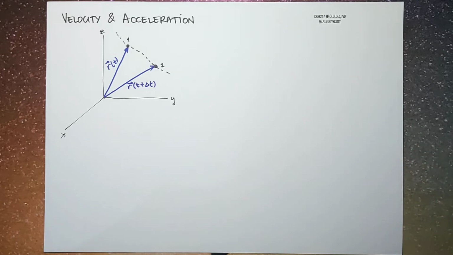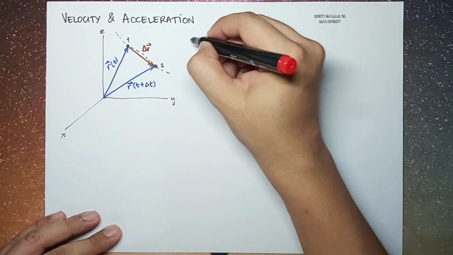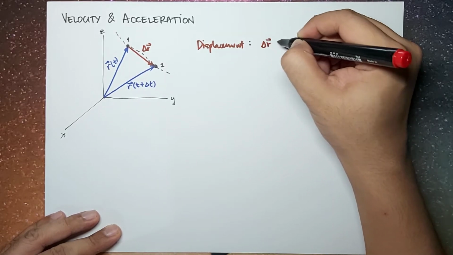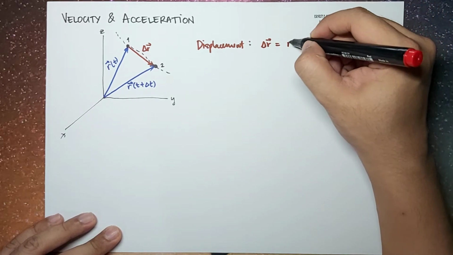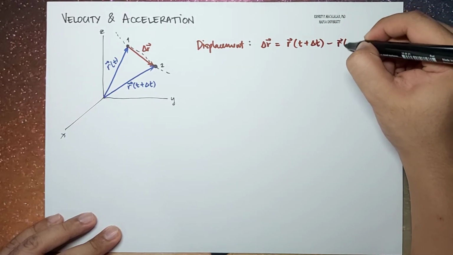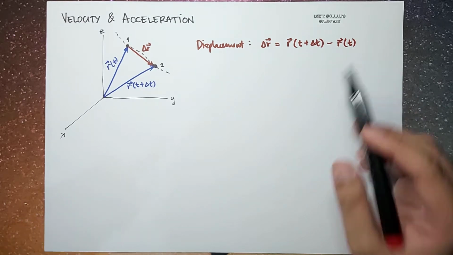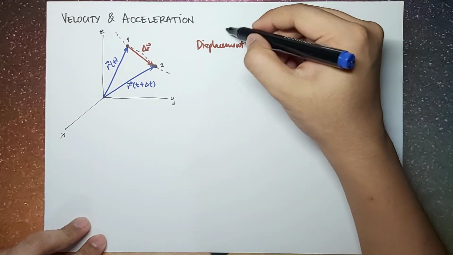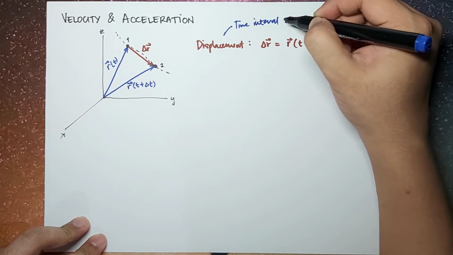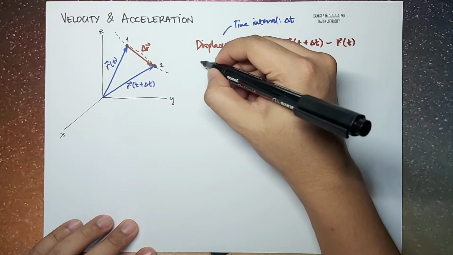From here, we can define the displacement vector delta r, which is given by the final position, r at time t plus delta t, minus r at time t. So this is your final position and this is your initial position. Now this displacement happened over a time interval delta t.